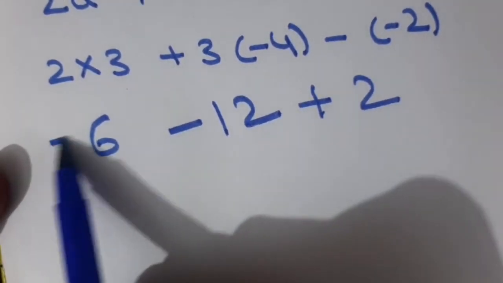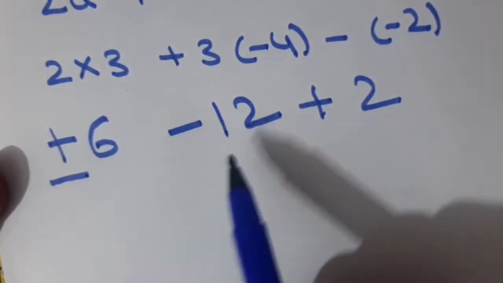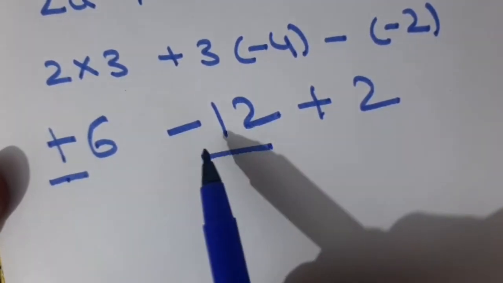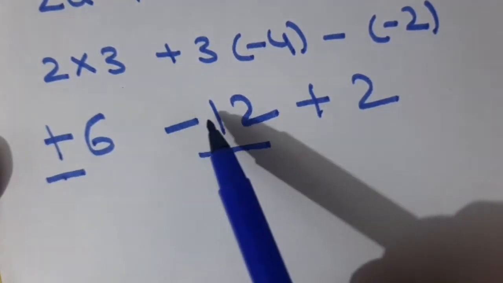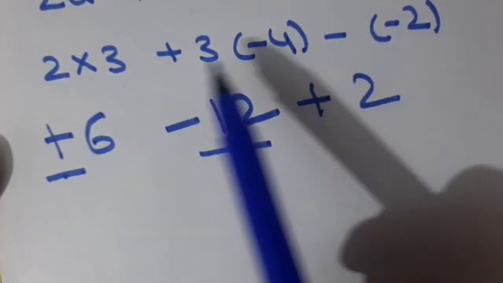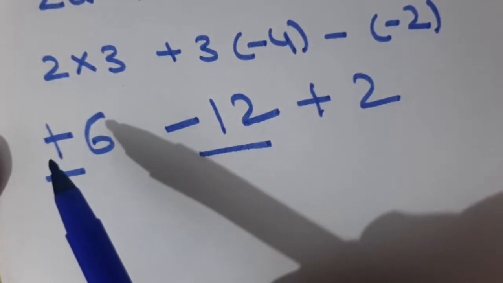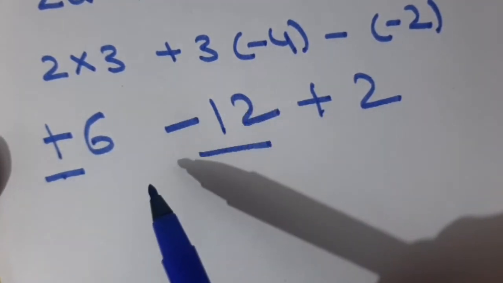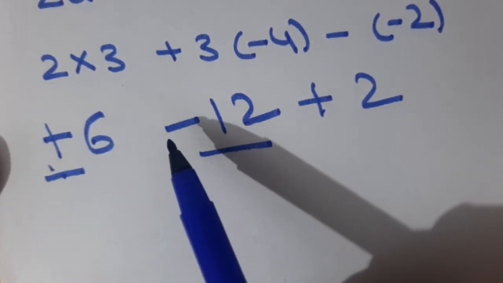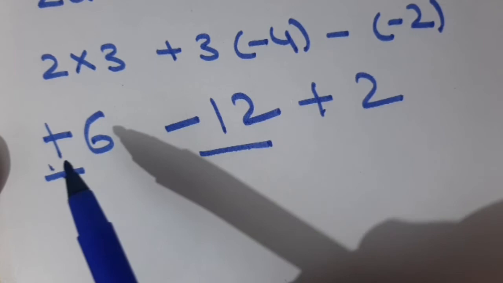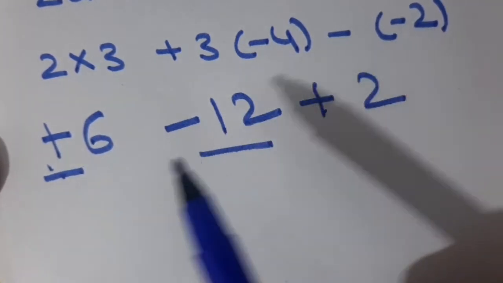Here it is, no sign means plus sign. So plus 6 minus 12. If we have to operate on two numbers, one having a plus sign and one having a minus sign, then you have to subtract the numbers. If two minus signs are there, then you have to add the numbers. If one minus sign and one plus sign is there, then you have to subtract the numbers. And if two plus signs are there, then also you have to add the numbers.